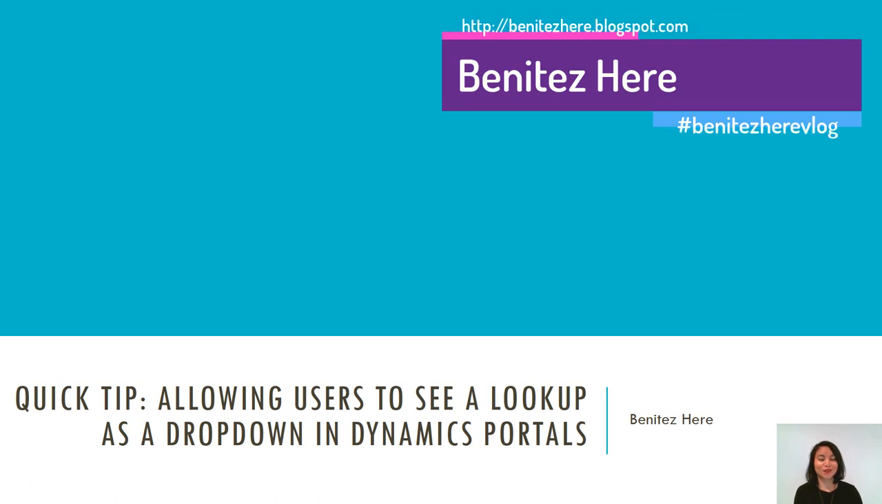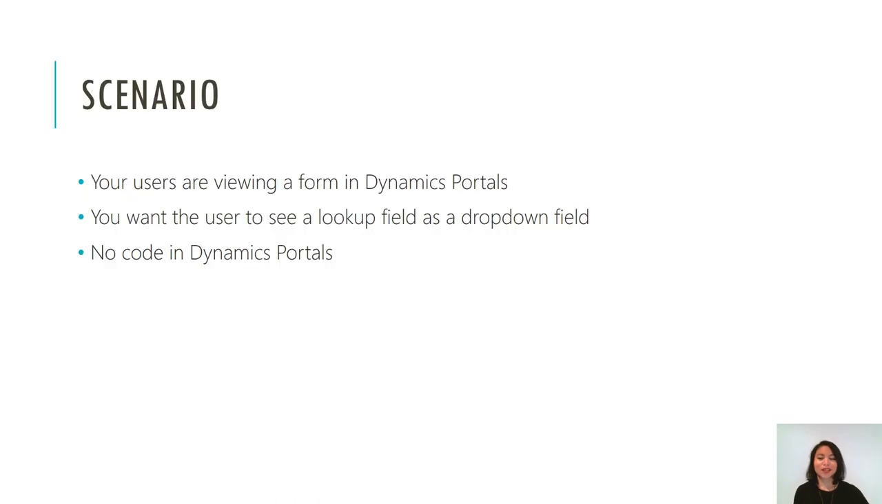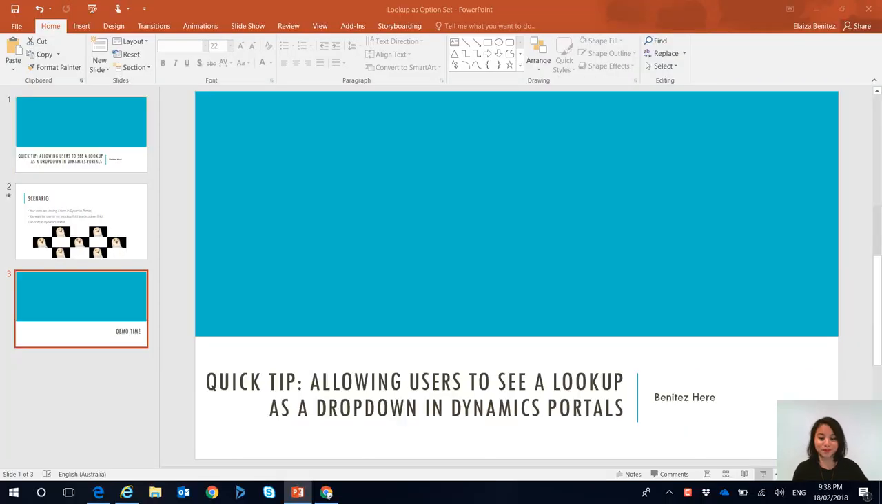In this quick tip, I'm going to show you how you can display a lookup field as a dropdown in Dynamics Portals. The scenario is your users are viewing a form in Dynamics Portals, and there is a lookup field that you would like to display as a dropdown field. The good news is this is supported in Dynamics Portals, and you don't need any code at all. So without further ado, let's jump straight into it.